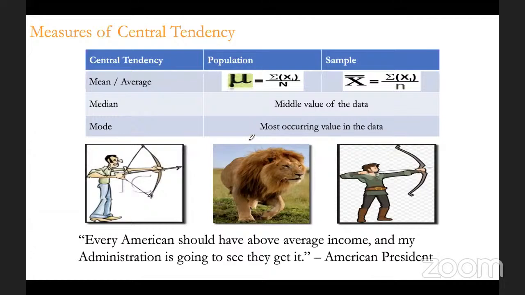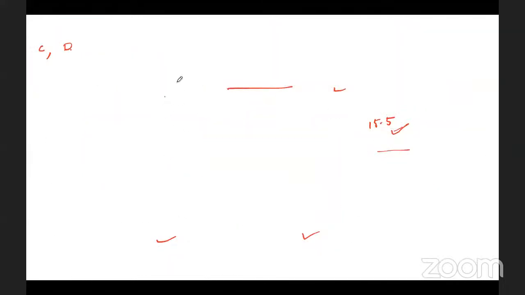Right. Now we are going to understand the measures of central tendency. So remember, guys, we are discussing descriptive statistics. As we discussed, we have two kinds of statistics: one is descriptive statistics, the other one is inferential statistics. As part of descriptive statistics, we are going to discuss measures of central tendency.